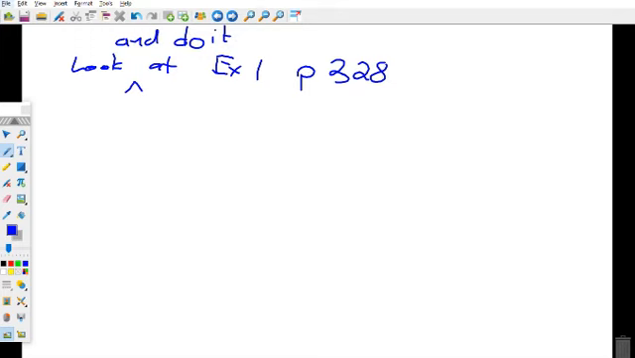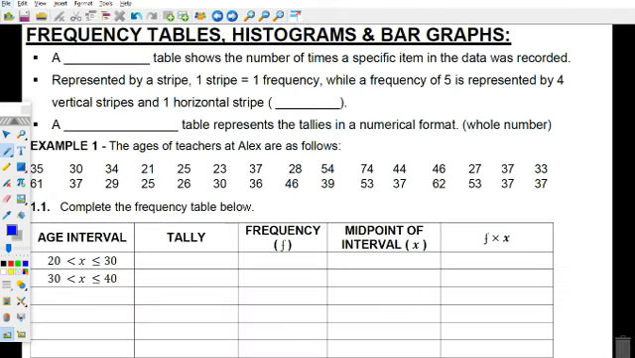And then we'll carry on, and tomorrow we're looking at visual representations, histograms, bar graphs, and that tomorrow. Yes, sir.